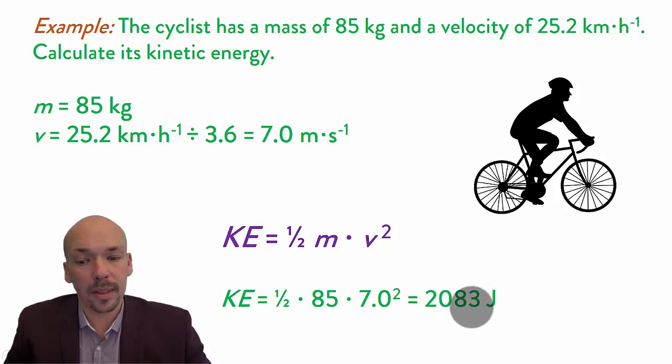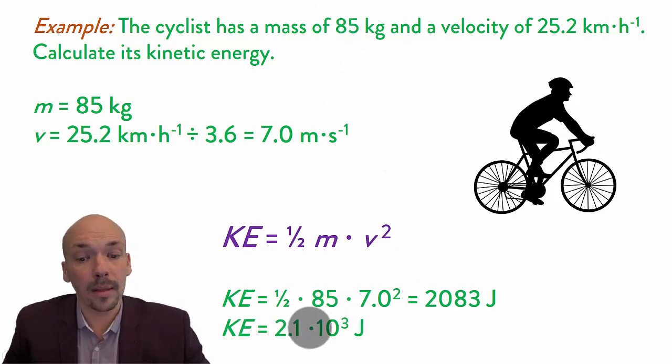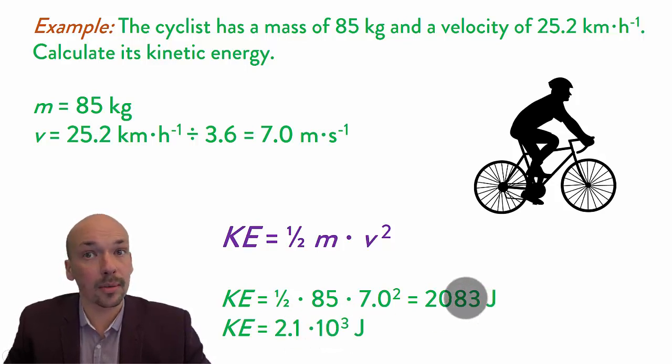If it's important to have this in significant numbers, then we have to look at this number, and then it's 2.1 times 1000 joules. If you don't use this, then of course this answer is already correct. If you use this, then you know, and then you should be using it like this. So the kinetic energy is around 2000 joules.